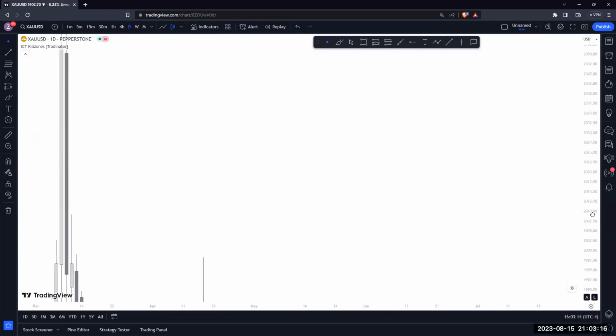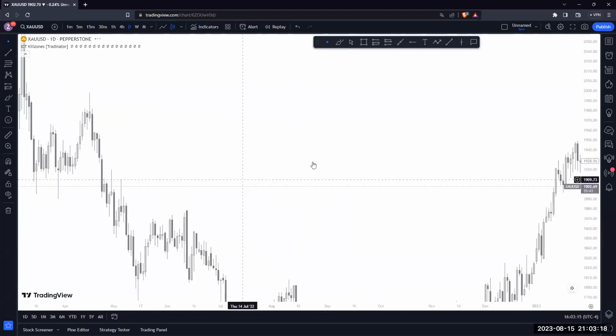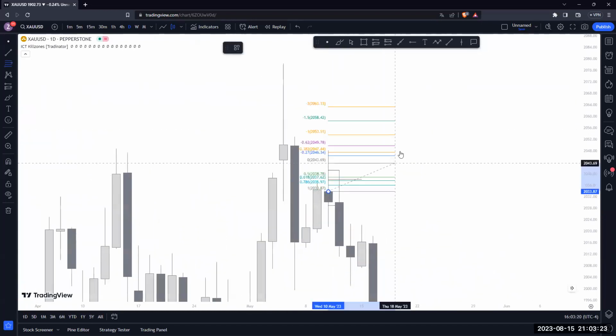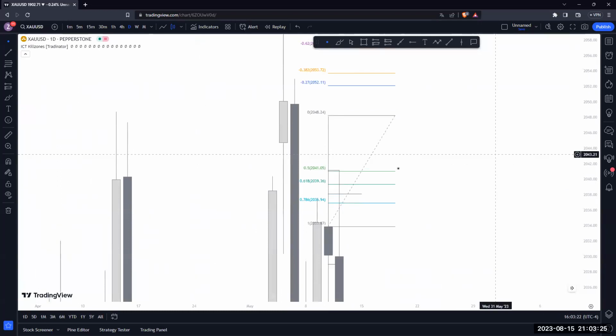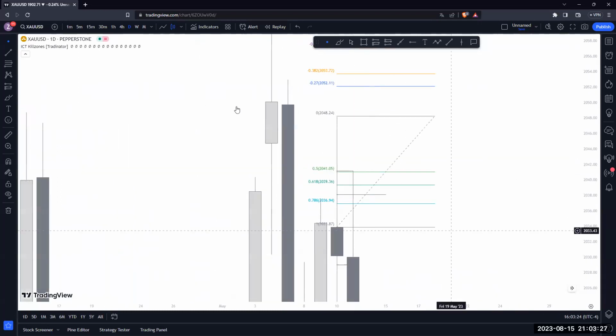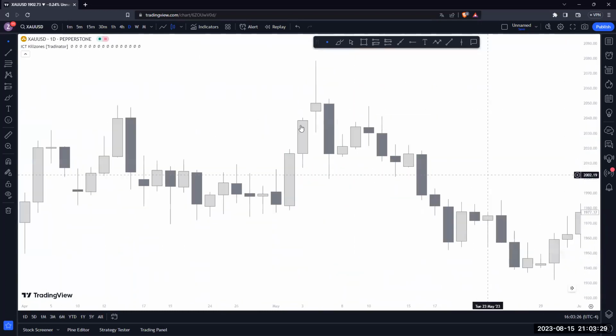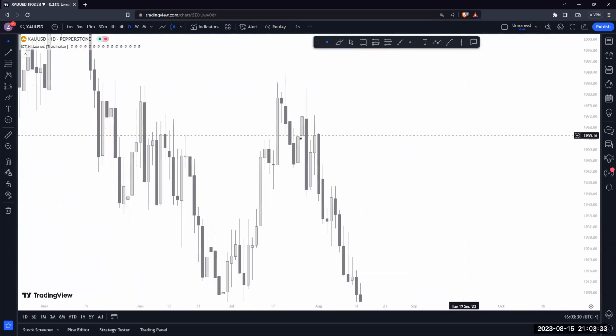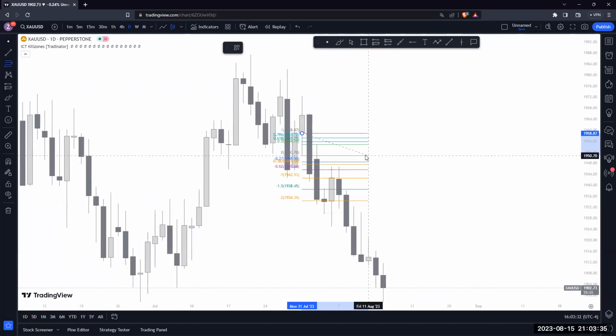Rejection wick. Check this out. It's a little bit of 50%. Do you see? 0.5. Yeah, 50% of that one, 50% of the rejection wick. So you quite have an idea now of the 50% stuff, right?